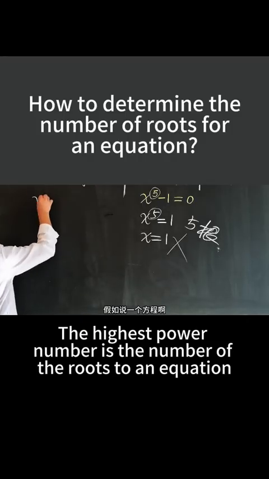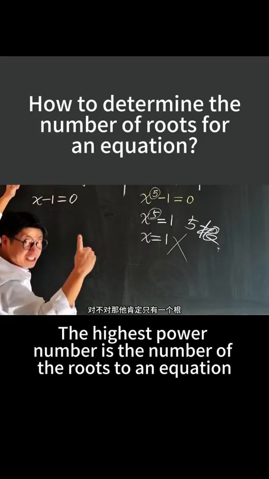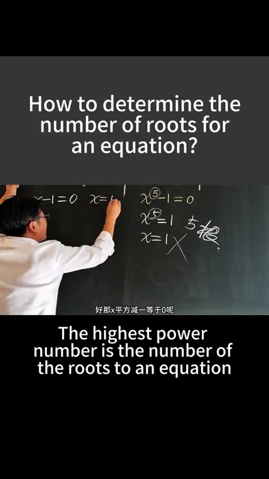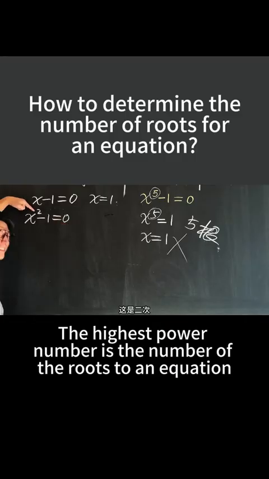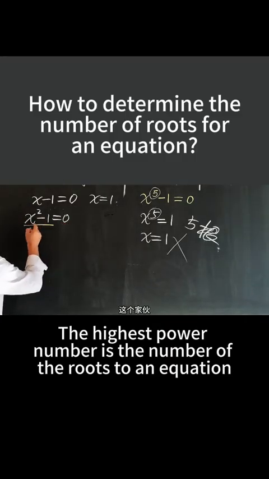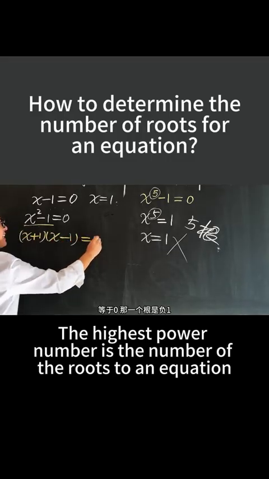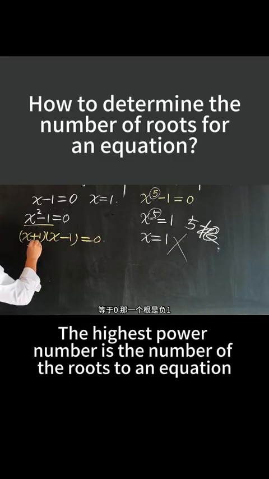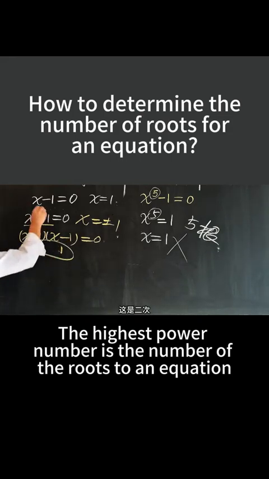Suppose we have an equation x minus 1 equals 0. That's first degree, right? So it definitely has only one root, x equals 1. Okay, what about x squared minus 1 equals 0? That's second degree, so it definitely has 2 roots. What are these 2 roots? This can be factored into x plus 1 times x minus 1 equals 0. So one root is negative 1 and the other is 1, right? Aren't those 2 roots? x equals plus or minus 1. This is a quadratic, so there are 2 roots.